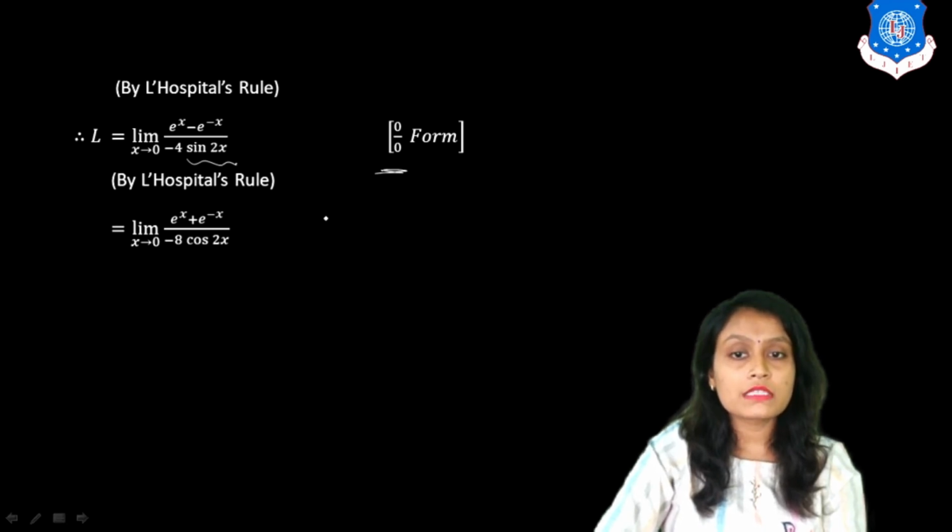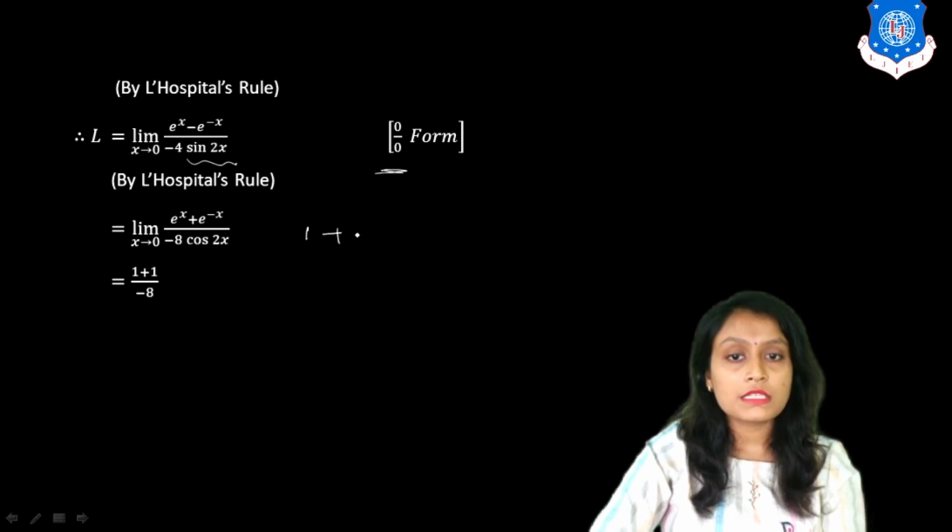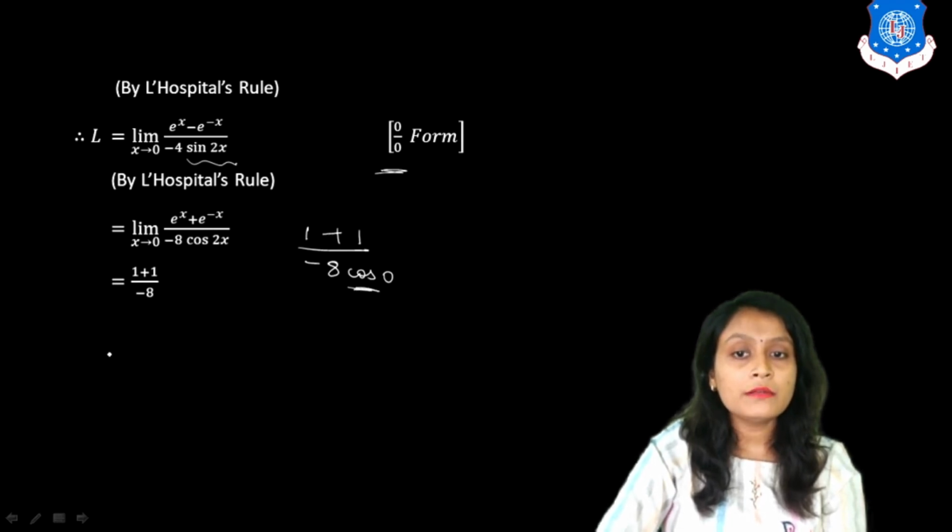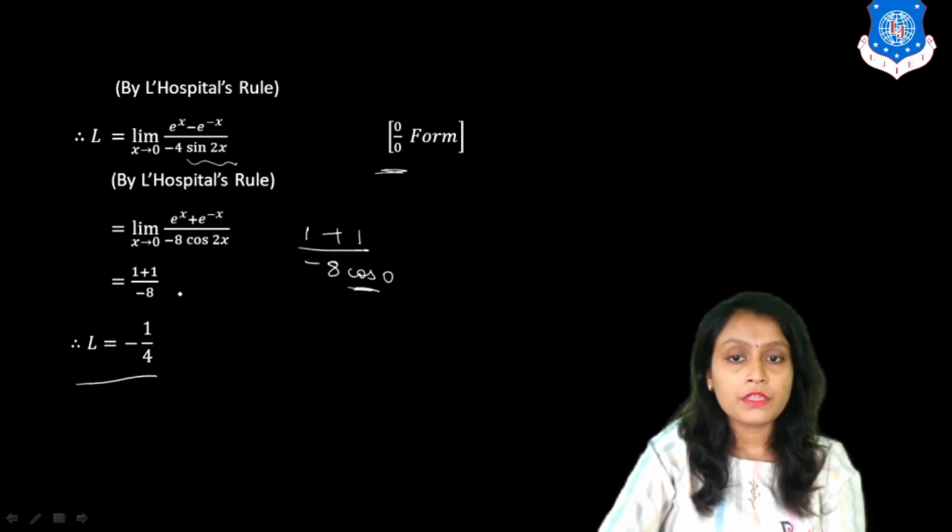Now substitute x is equal to 0. So you will get e raised to 0, that is 1, plus e raised to 0, so 1, upon minus 8 cos 0. Now we know the value of cos 0, that is 1. So you will get L is equal to minus 1 upon 4. Okay, so this is our final answer. So what we have to do, we have to apply L'Hopital's rule whenever we have the form 0 by 0.